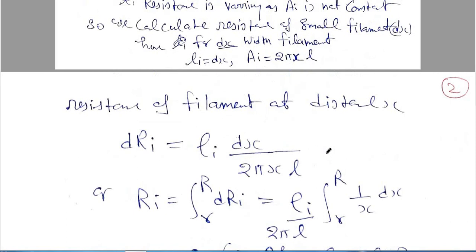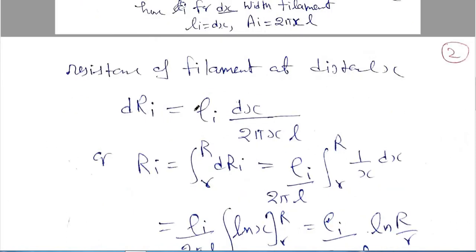So we'll put dRi, the small filament resistance, equal to rho I, dx is the length, and 2 pi x into L, where L is the length of the cable. Combined, it will give the area over length L. So Ri is equal to the integral of dRi, written as rho I upon 2 pi L, which we can take outside, times the integral from r to R of 1 upon x dx.